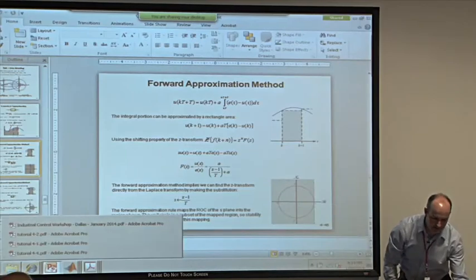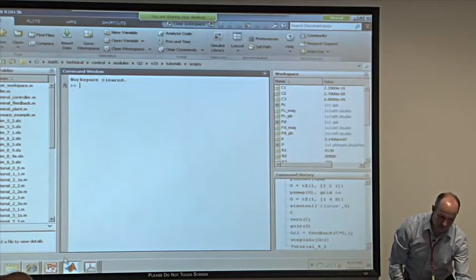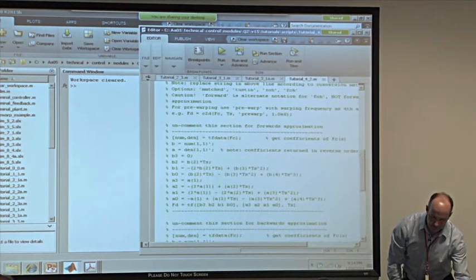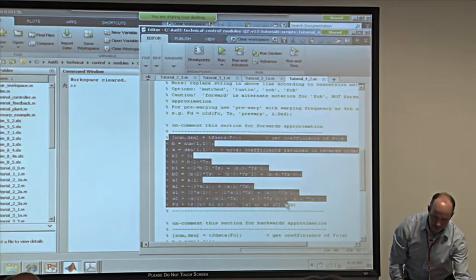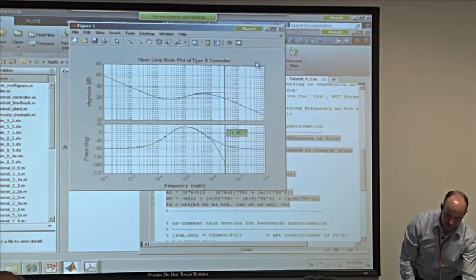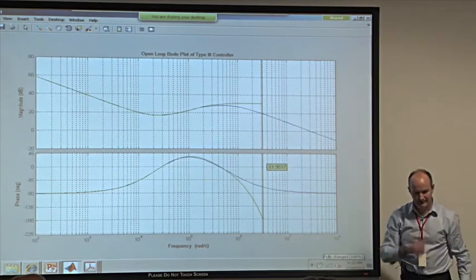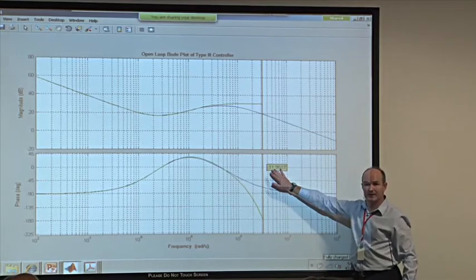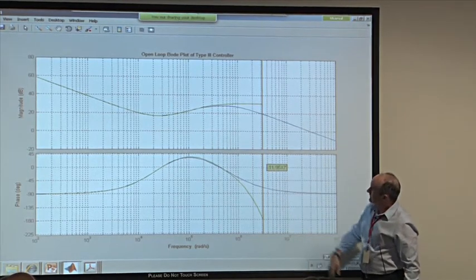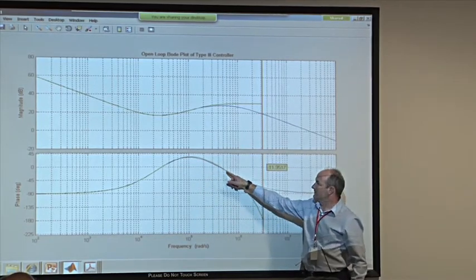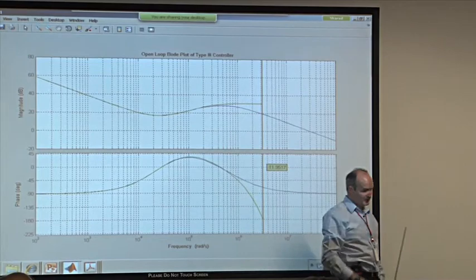Now, MATLAB does not have a forward approximation method for a reason which will shortly become only too clear. However, you can write your own, and that's what I've done in the script here. All I need to do is uncomment this. And when we now run this script, what we get is this. Well, it's not as bad as the match pole zero technique because we had minus 34 degrees of phase lag. We've now got about minus 12. It's not that great either because we've got some difference between the curves at quite low frequencies. But it's pretty easy to use, isn't it?